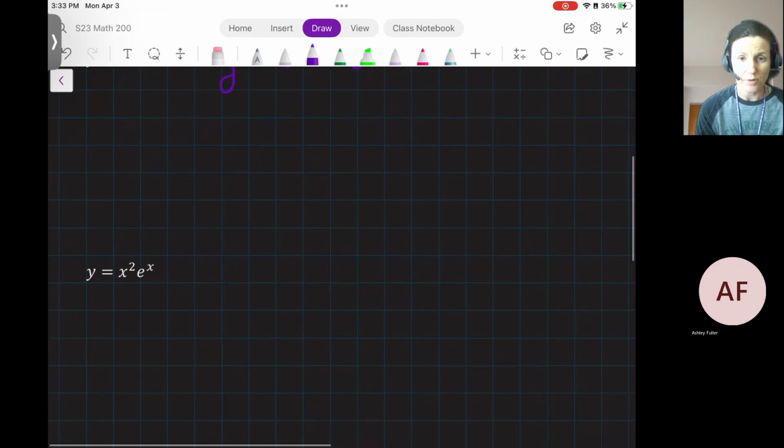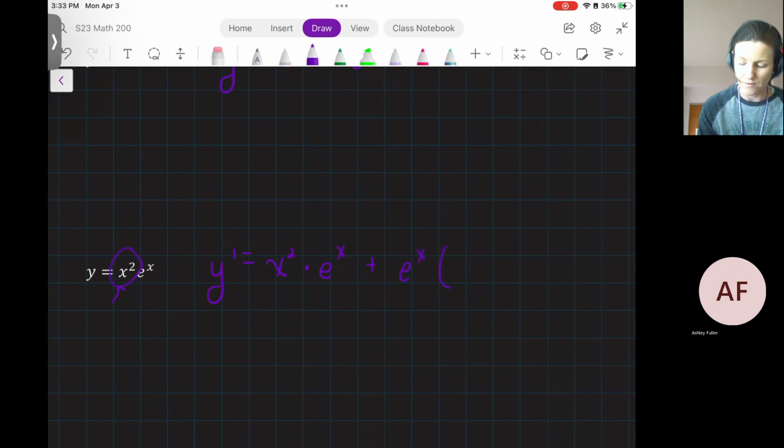Here, we need to apply the product rule. So again, we take the first term times the derivative of the second, and the derivative of e to the x is indeed e to the x, plus that second term times the derivative of the first, which is 2x. Notice that leaves us with x squared e to the x plus 2x e to the x. And you can factor that if you wish, pull out an x e to the x from both terms, leaving us with x plus 2.